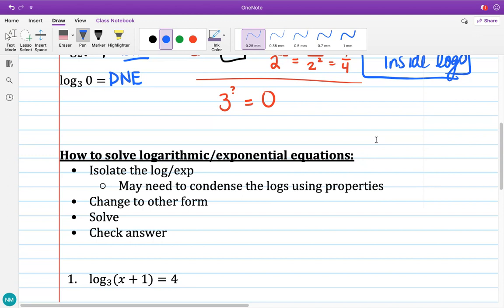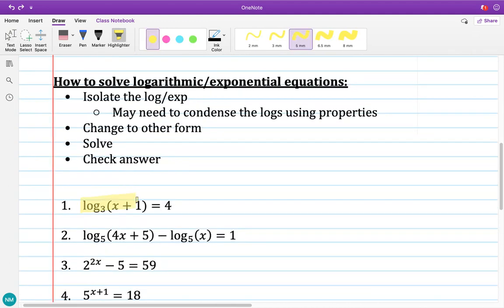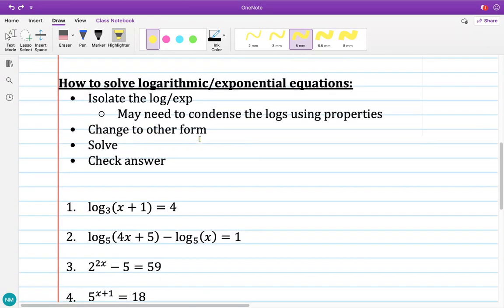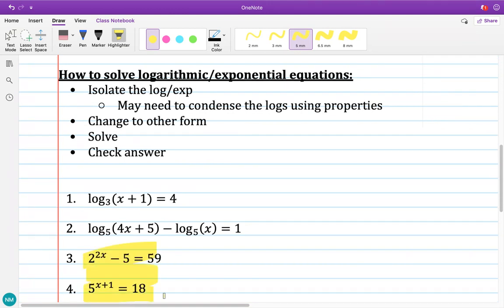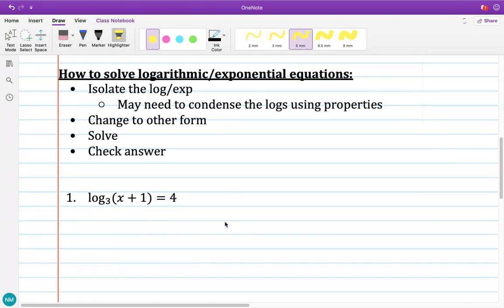So how do we solve a logarithmic or exponential equation? First, we're going to want to isolate the log or the exponential portion of it. For this one, we're going to want to isolate this. And it says here, you may need to condense the logs. So for one like this, we're going to have to bring them together using our properties. Then change to the other form. Originally, I had just logarithmic and then change to exponential form. But if it's exponential like these two, we're going to want to change it to logarithmic form. And then you solve, and then you're going to want to check your answer. So let's do some examples.